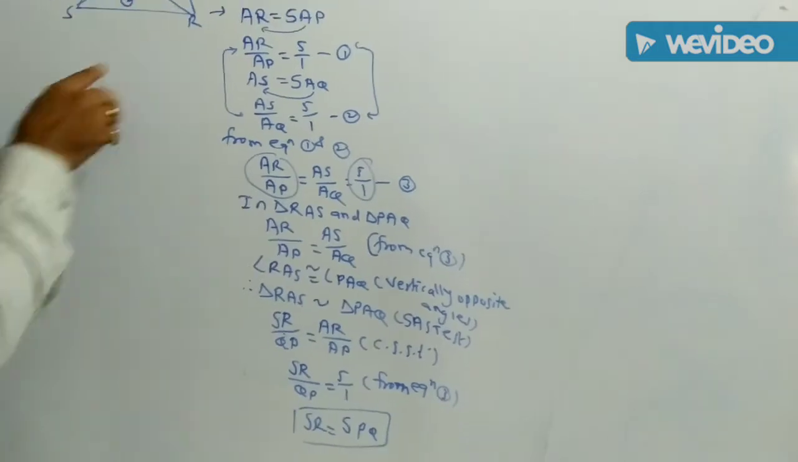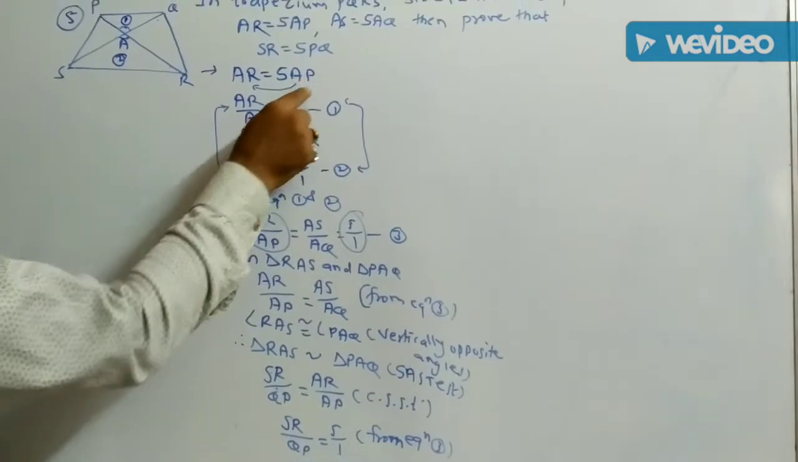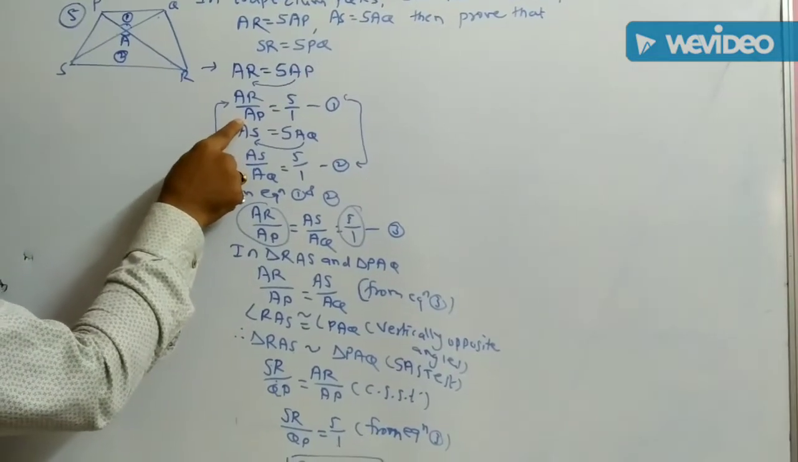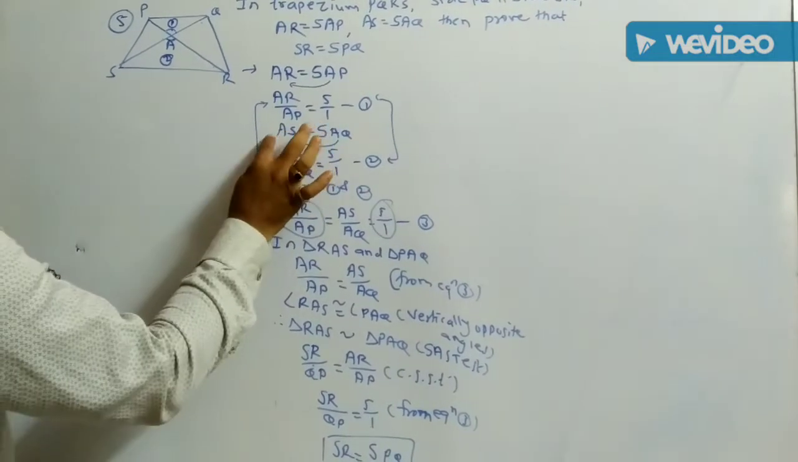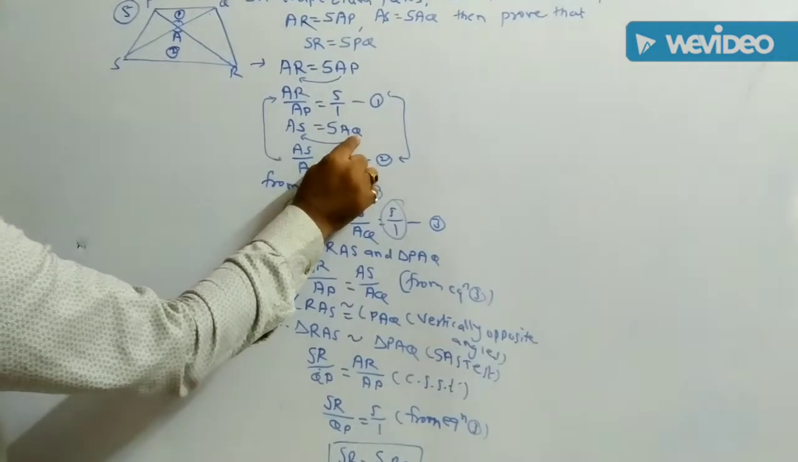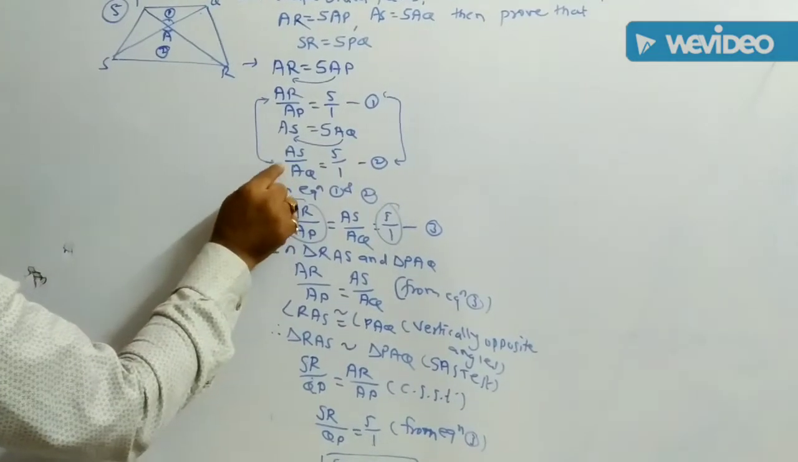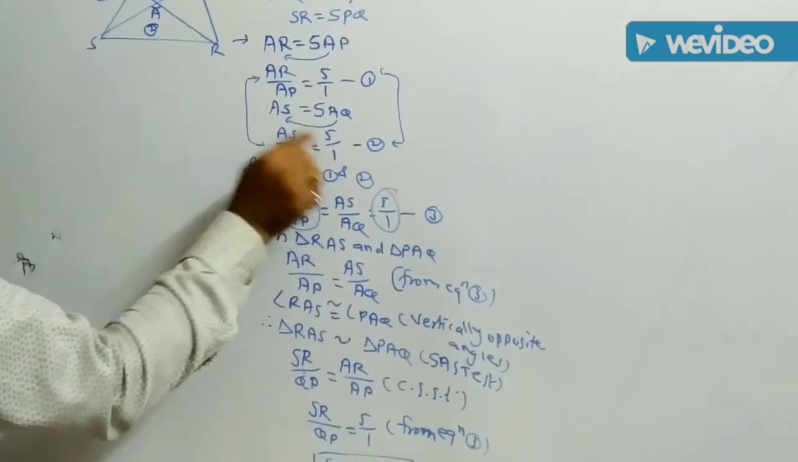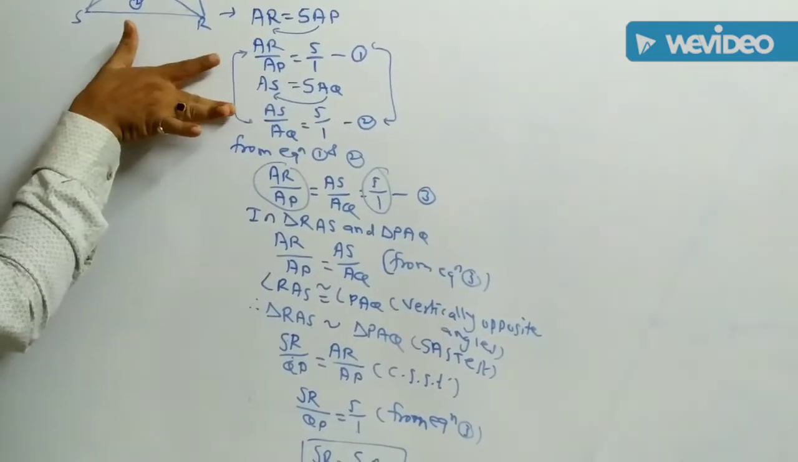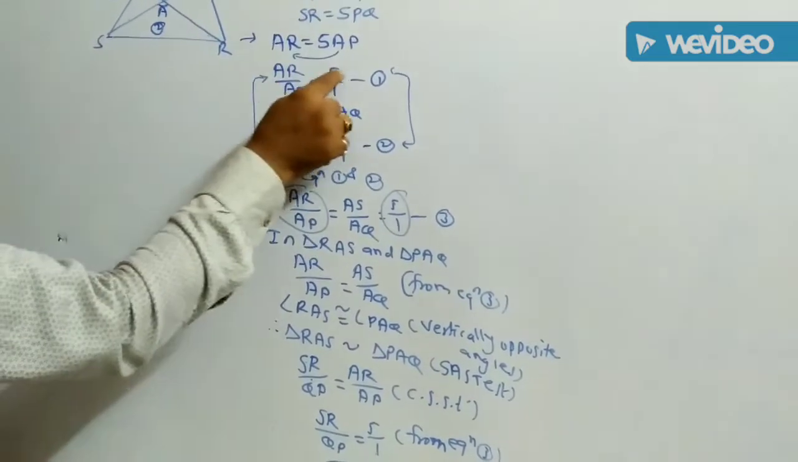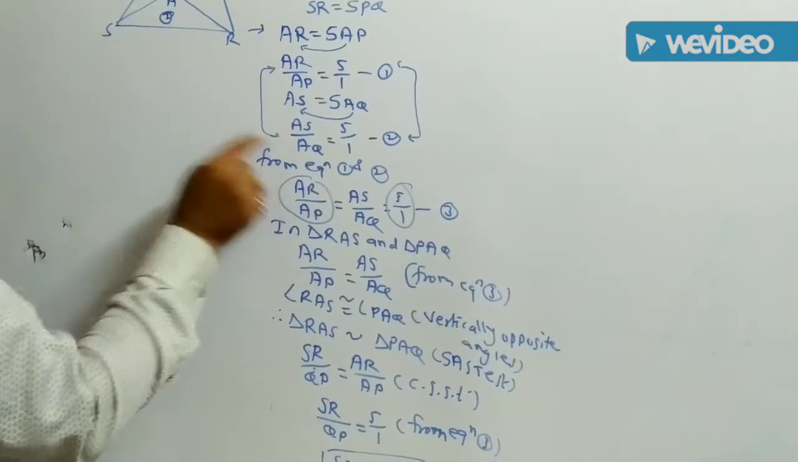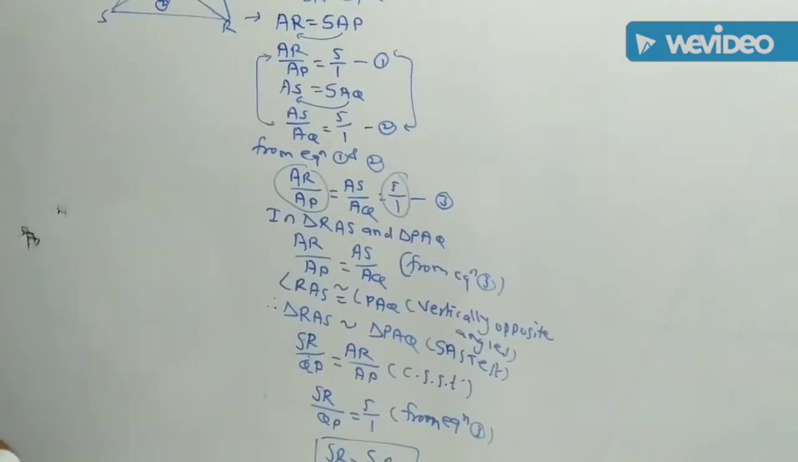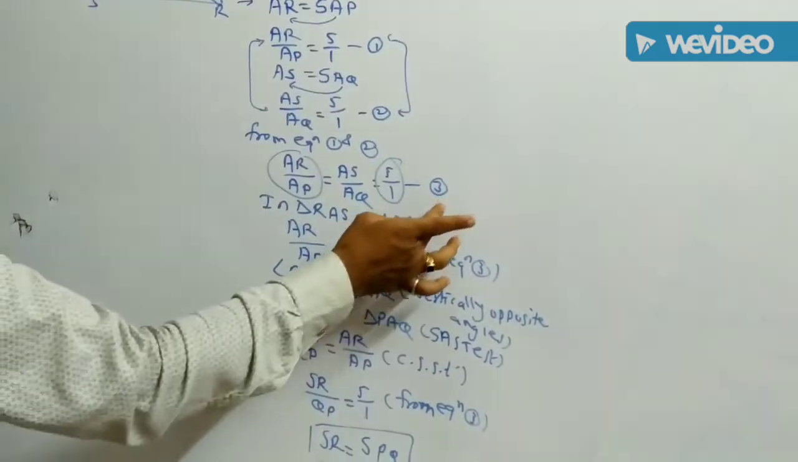That means AR is equal to 5 AP is given, multiplied AP gets converted to division. Therefore AR upon AP means 5 upon 1. Similarly, AS is equal to 5 AQ is given, multiplied AQ gets converted to division. AS upon AQ is equal to 5 upon 1. Now from both the equations we can write RHS are same, therefore LHS are also same. AR upon AP is equal to AS upon AQ, that is 5 upon 1, equation 3.